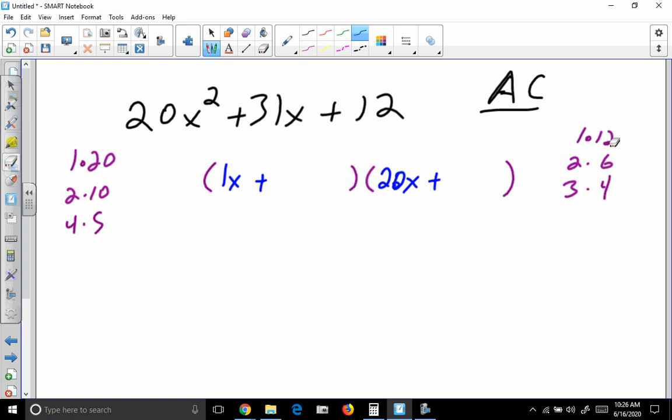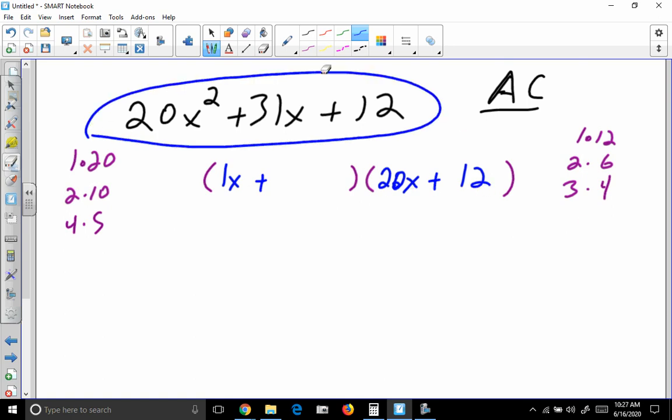So if we're going to try 1 and 12, remember, we can't put a 12 here. If we put a 12 here, there would be a common factor. We have no greatest common factor. So if we're going to do 1 and 12, we would have to put the 12 here and the 1 here. Well, that's going to make our inner product really big. What's that? 240x, and our outer product 1x. So if we have 1 and 20 out front, the 1 and the 12 can't work.